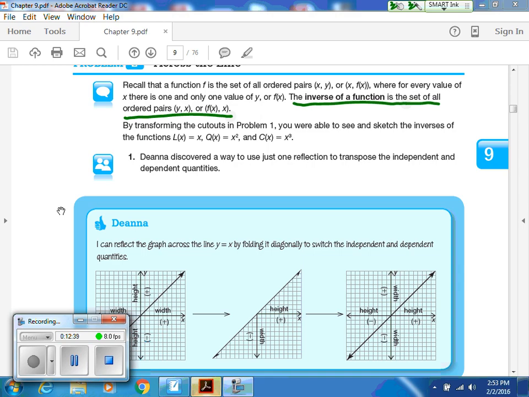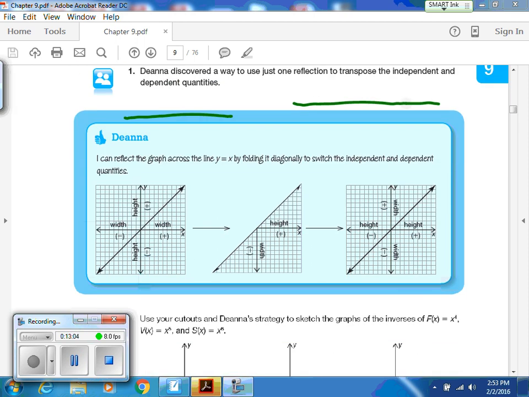If you want the inverse of the function, you invert it. You switch the x with the y. You don't change signs. You don't do any math. You just switch them. If it was 2, 1, it will be 1, 2. If it was 4, 7, it would be 7, 4. If x becomes the y, the y becomes the x. That's an inverse. Okay?